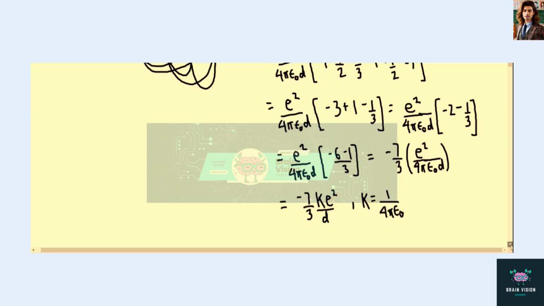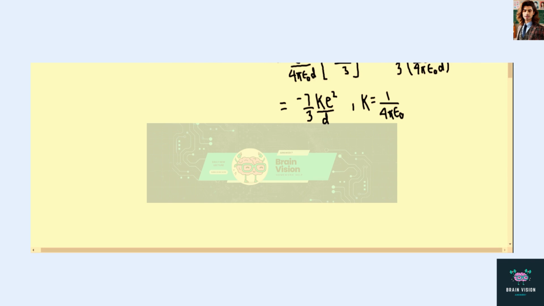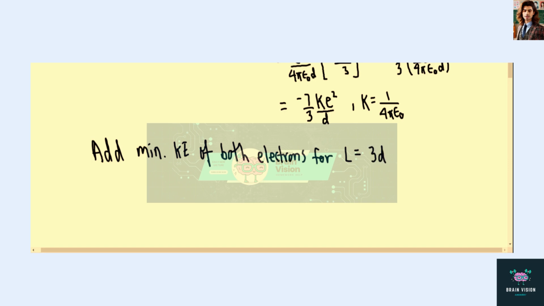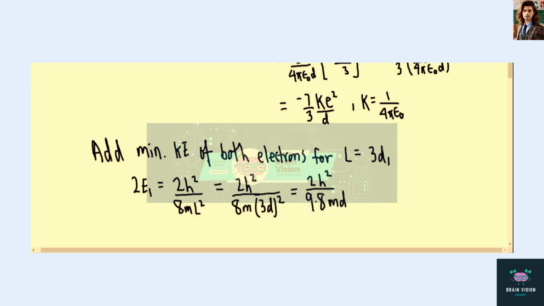So now we move on and look at the kinetic energy of our electrons. The minimum kinetic energy of 2 electrons can be added, and we have L equal to 3d. So the kinetic energy then is 2h squared over 8mL squared, assuming that they are electrons in a box. And we have 2h squared over 9 times 8md squared. And finally, that gives us h squared over 36md squared.